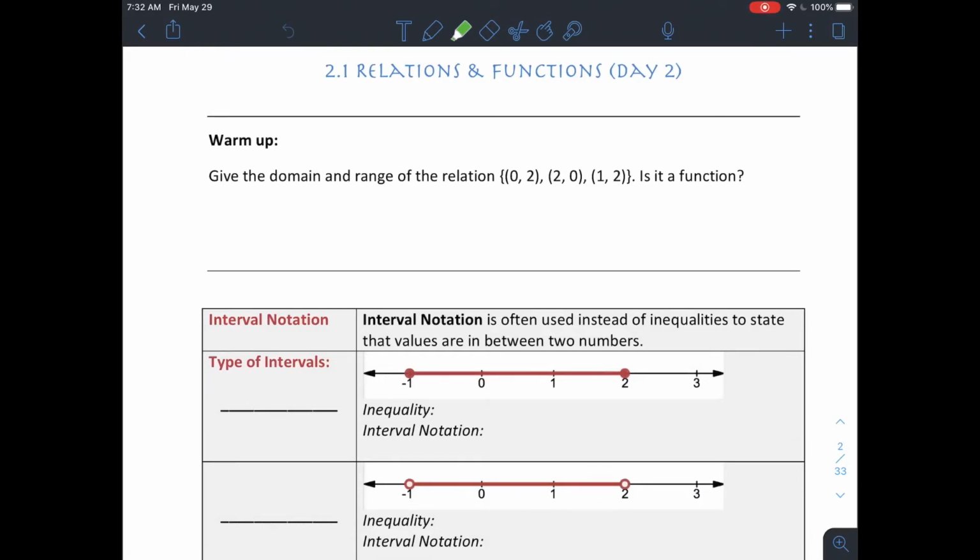Okay, we're going to do a quick little warm-up, refresh your memory on domain and range. So your domain is your input values, or your x's, which in this set of ordered pairs you have 0, 1, and 2. And then your range would be all of your output values, or your y values. So you would have just 0 and 2.